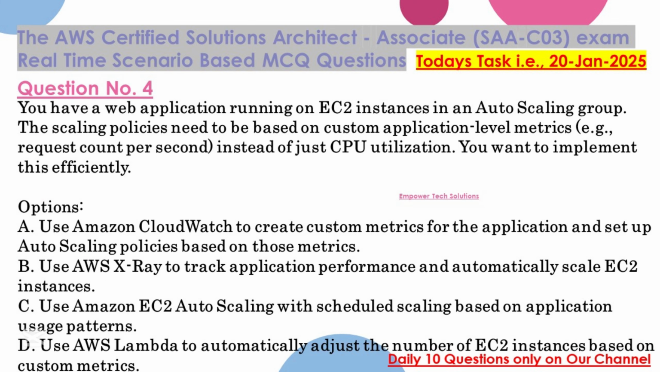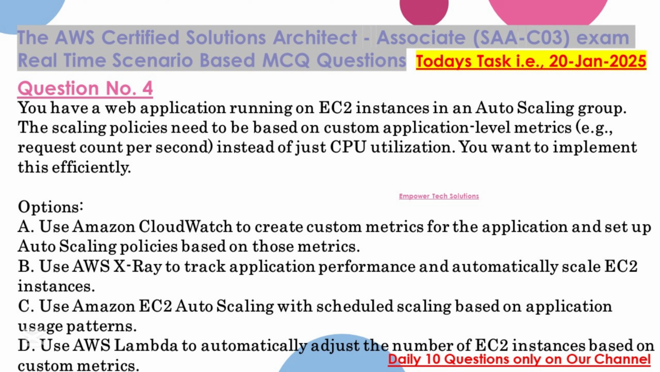You have a web application running on EC2 instances in an auto-scaling group. The scaling policies need to be based on custom application-level metrics, e.g. request count per second, instead of just CPU utilization. You want to implement this efficiently.